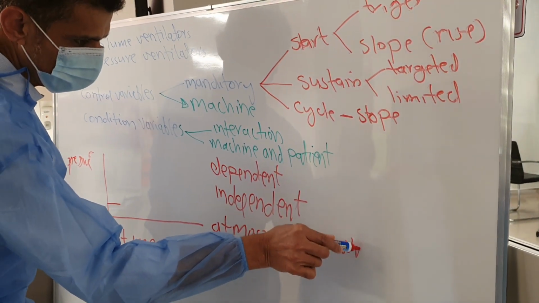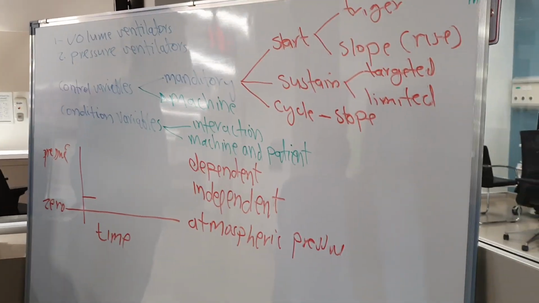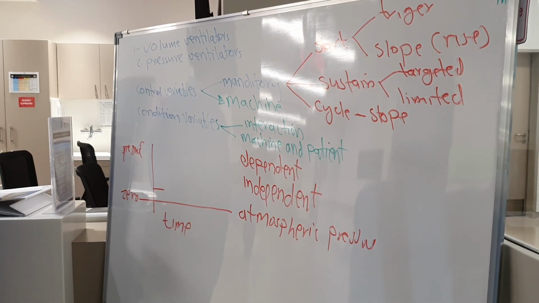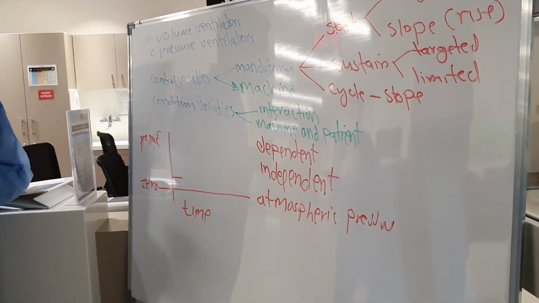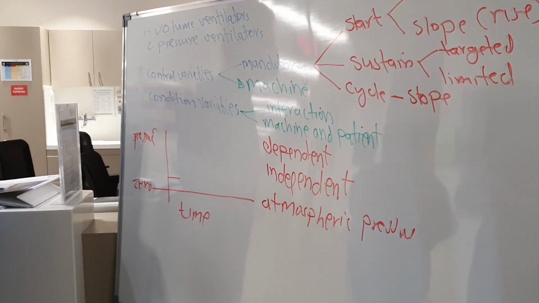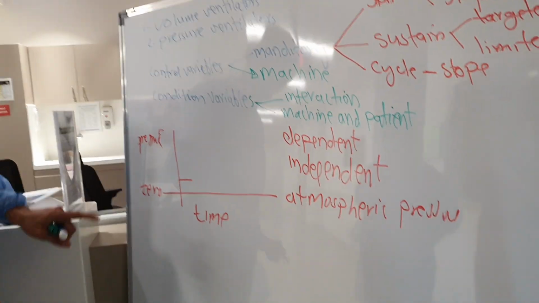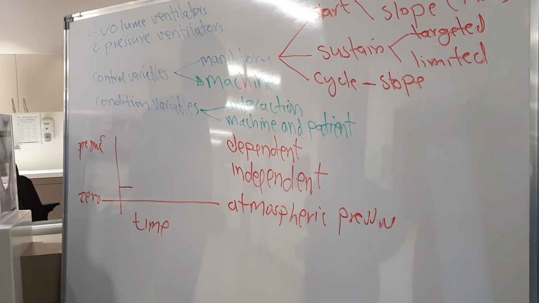Okay? And the atmospheric pressure is 760 kilopascal or 1024 centimeter water. It is the sea level. You see, it is the sea level. For the machine, it is not 760. It is considered zero. So anything applied to the patient above zero is called PEEP.